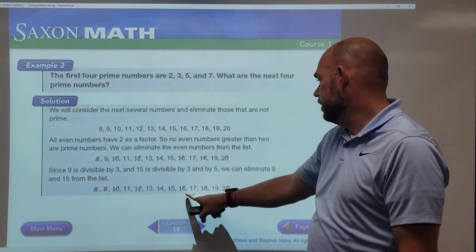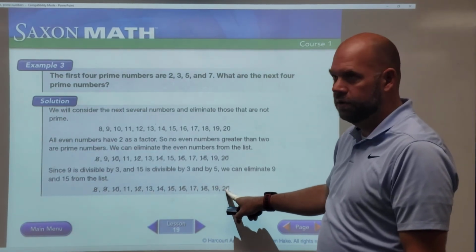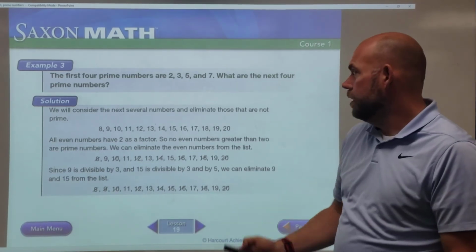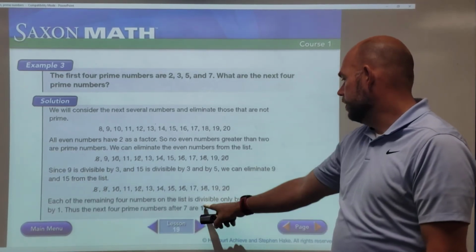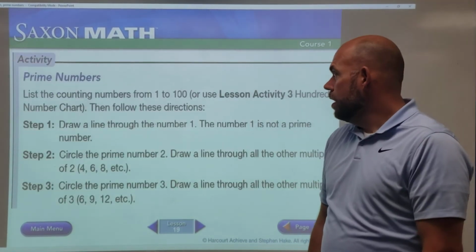11, 13, 17, 19. Then if we kept going, 21 wouldn't be one, 22 wouldn't be one, 23 would probably be the next one after that. So that's how you can come up with those. So we've got 11, 13, 17, and 19 are the next prime numbers.